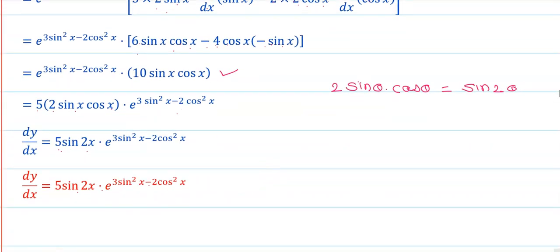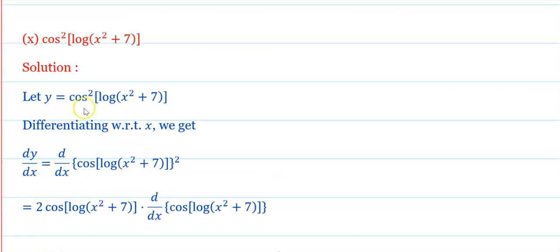Okay, now the next question. y is equal to cos square in bracket log of x square plus 7. Now again, main function is what is that? First of all power. Cos square in bracket log of x square plus 7. Therefore differentiating with respect to x, we can write this cos square log of in bracket x square plus 7 like this. ddx of cos of log of x square plus 7, this bracket is completed raised to 2. Its derivative is 2 times cos of log of x square plus 7.